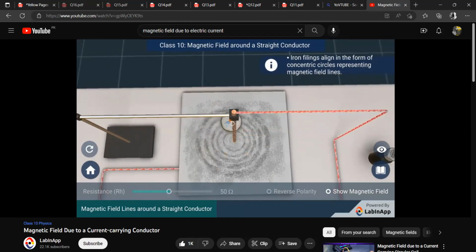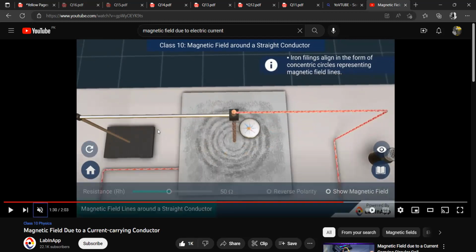So what will be the direction of the magnetic field? Clockwise or anti-clockwise? It's anti-clockwise. Anti-clockwise, right? Okay.